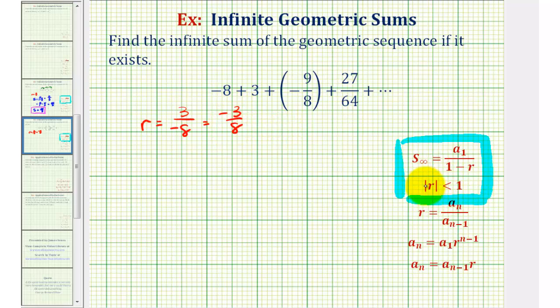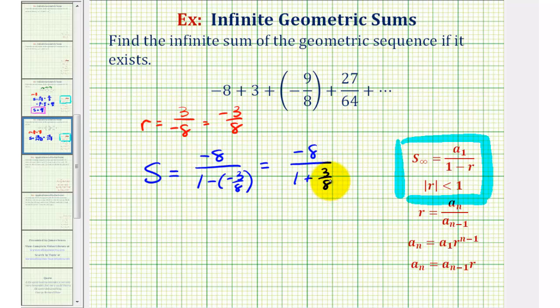so once again, we can find this infinite sum. The infinite sum is equal to the first term, a sub 1, which is negative 8, divided by 1 minus r, so we'll have 1 minus negative 3/8, which will become negative 8 divided by 1 plus 3/8.